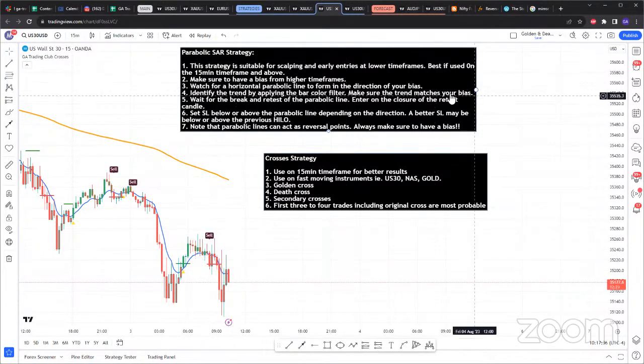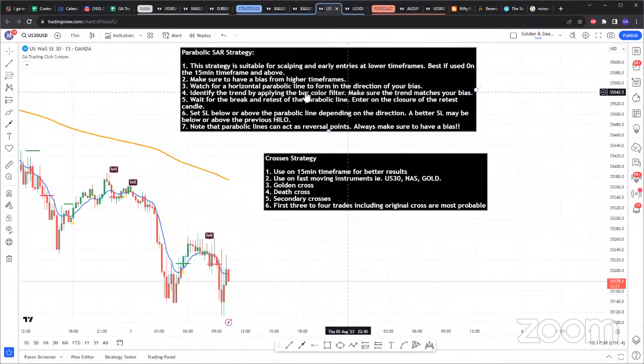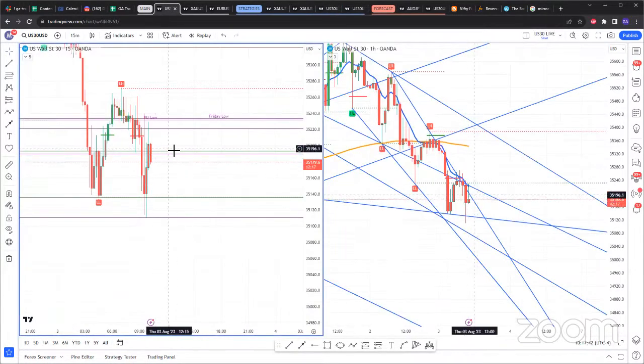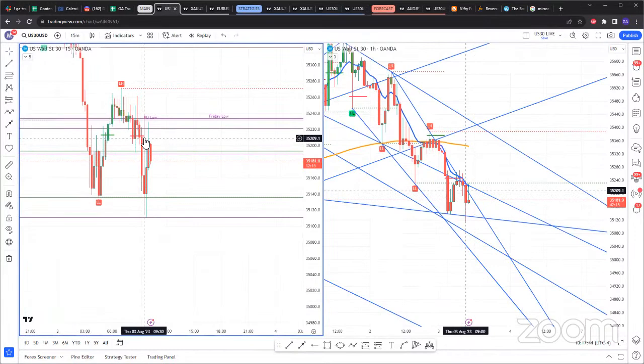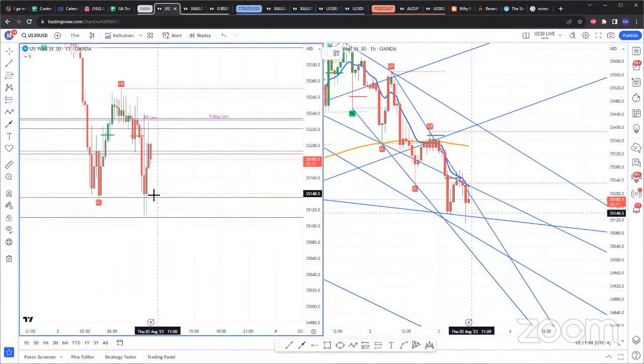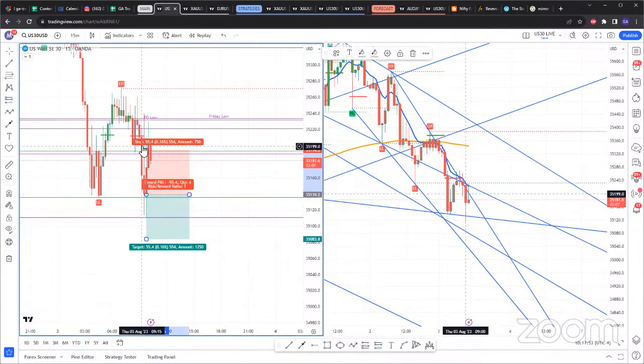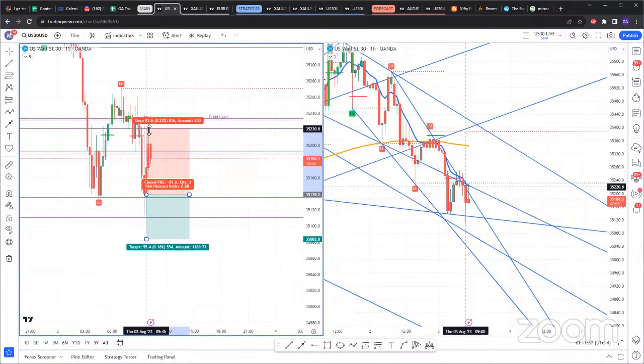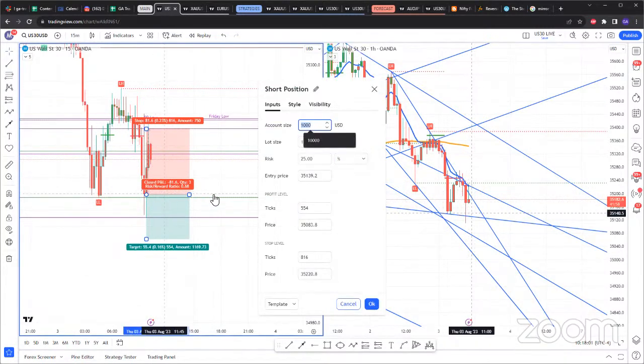So number 3, watch for a horizontal parabolic line to form in the direction of your bias. So here, my bias for US 30 was a sell. My entry, if I was trading literally the 15-minute time frame, was going to be here. But I didn't feel like doing it because price was so overextended. And keep in mind, this one I'm using for scalping. So for me to have traded this zone, I needed to have an 80 pip or 100 pip stop loss. That is not a scalp.